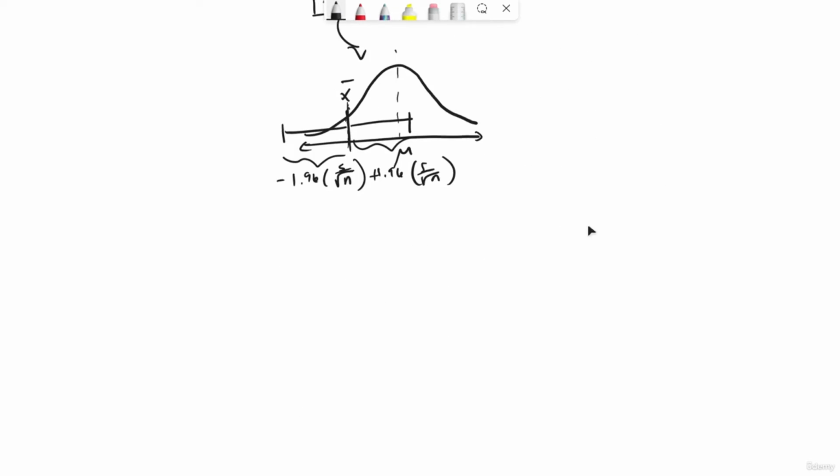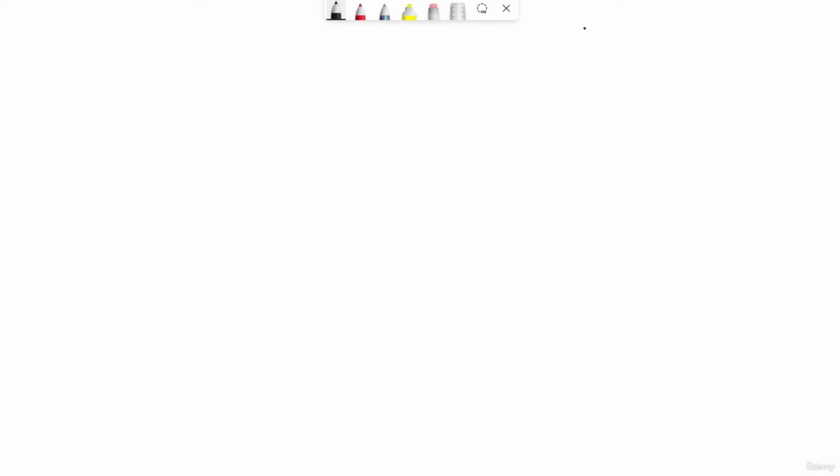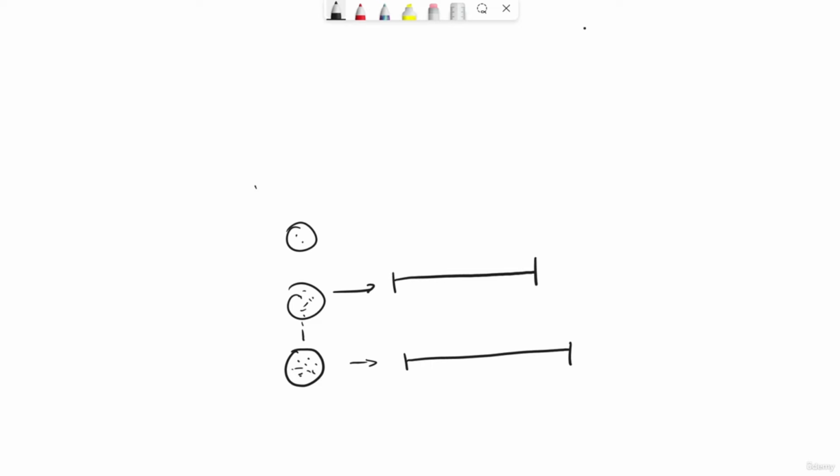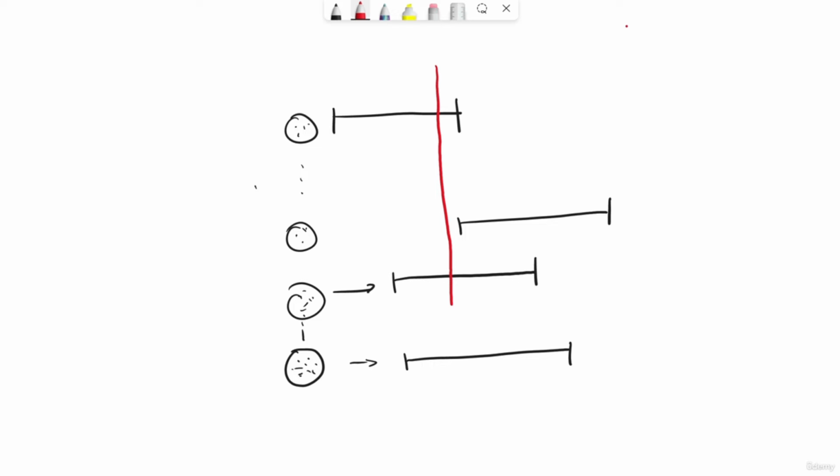So this is the correct interpretation: if we had taken a random sample of the particular size that we had, and constructed a 95% confidence interval using that sample mean, and then took another one and constructed another 95% confidence interval, and then took another, and another, all the way up into infinity, we're saying that in 95% of these cases, the true population mean is actually going to lie within the interval. And so let's just say that this is the true population mean.